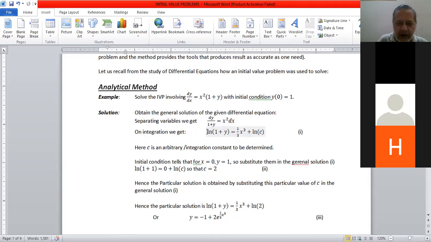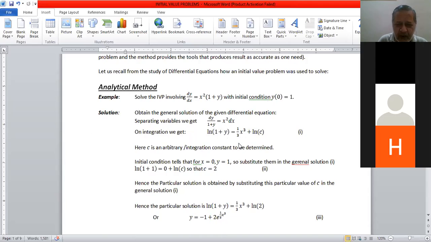This left part integrated becomes log of 1 plus y, whereas the integral of x squared is x cubed by 3, and the integration constant. Whenever you had in the solution of a differential equation a logarithmic function, you usually put the integration constant in the log form also. C, which is generally an arbitrary constant or integration constant, is required to be determined to get the particular solution. The initial condition given tells us that for x is equal to 0, y is equal to 1.